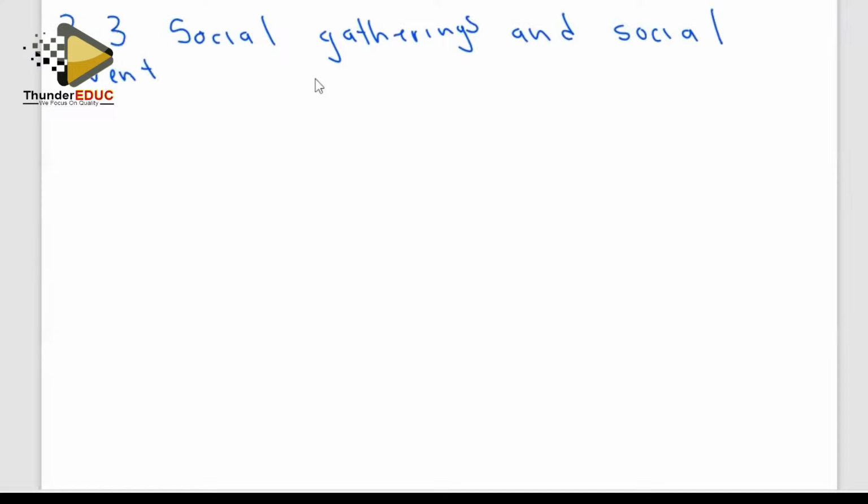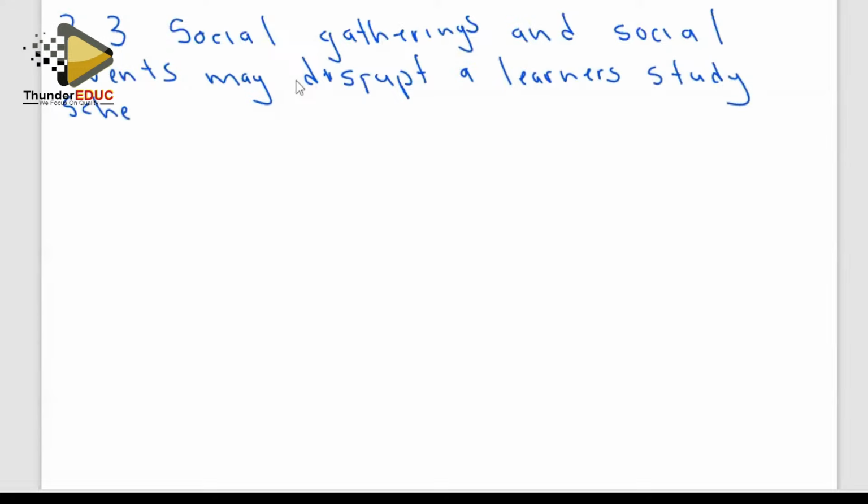Okay. So the first one, which we need to look at, is social gatherings and social events. Social gatherings and social events may disrupt a learner's study schedule.